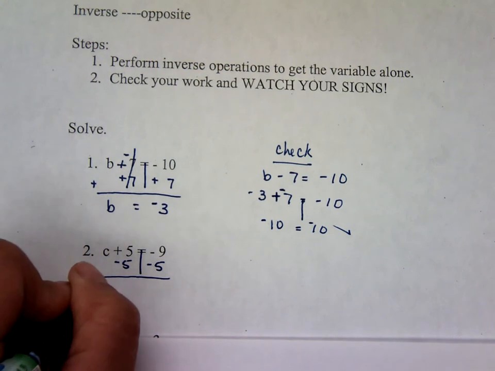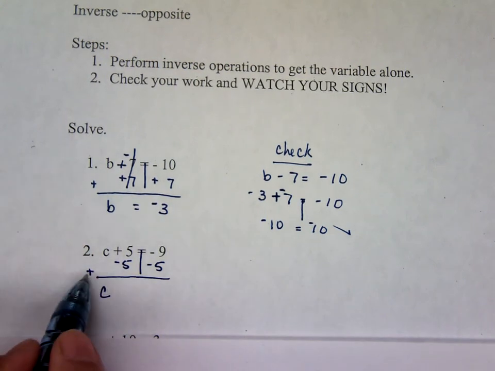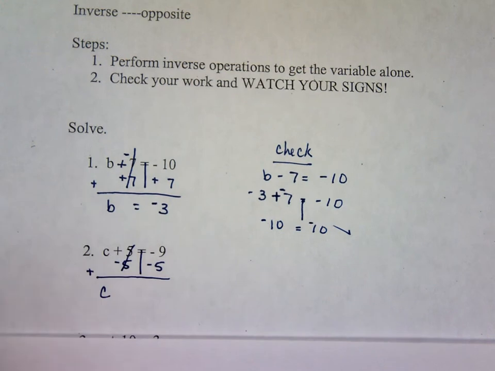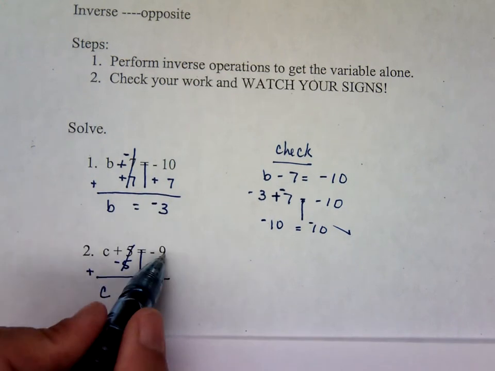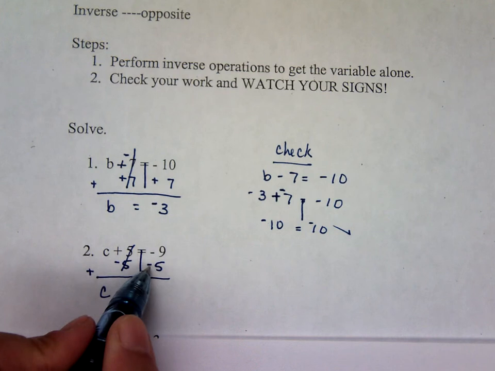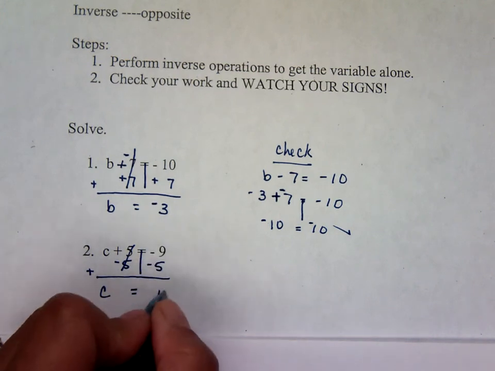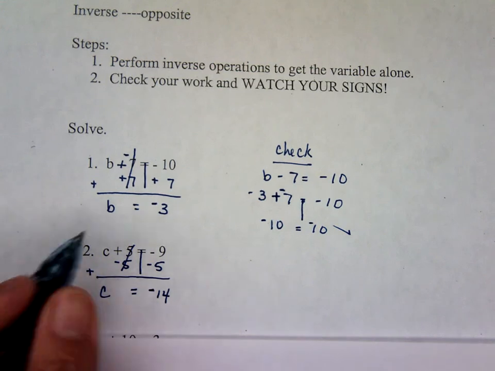C plus nothing is C. 5 plus negative 5 cancels each other out. Put the equal. Now you have negative 9 plus negative 5. They're both the same sign, so you're going to add. So this would be 14, and it takes the sign because they're both negative.